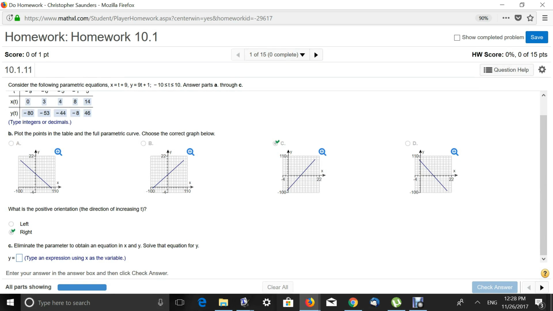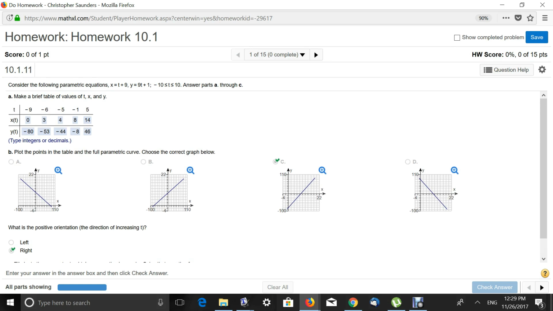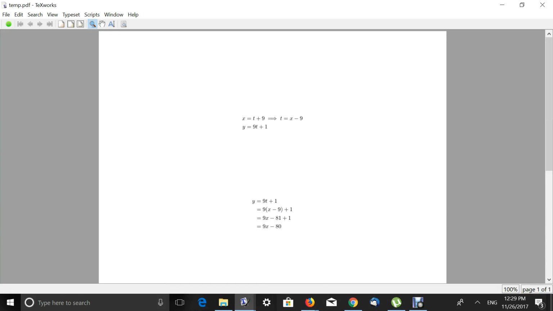Finally, eliminate the parameter to obtain an equation in x and y. This is what we're going to do. We'll start with the two equations that are given, x and y. We're going to take this first equation, solve it for t, and then plug it in. And so I've done that right here. These are the two equations that we start with.